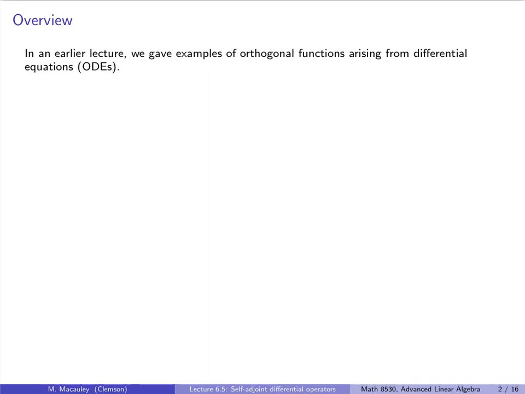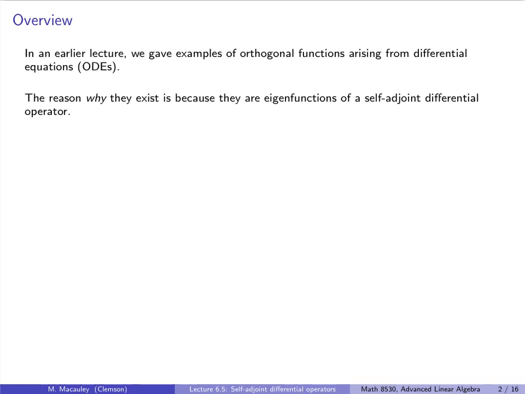However, we didn't give the reason for why these things all happened to work, why they were orthogonal. I think in two of these cases I showed you a differential equation, but I didn't say too much about that. It turns out that the reason why they exist is because they are eigenfunctions of a self-adjoint differential operator. This is an important piece of information that would not have been motivated had I said it at the time, because we didn't know about self-adjoint linear maps and how there's always a basis of orthogonal eigenfunctions.